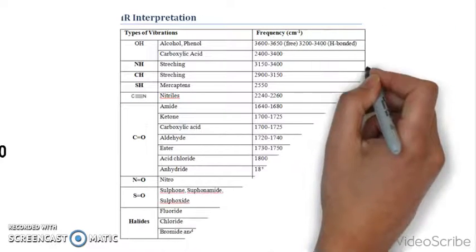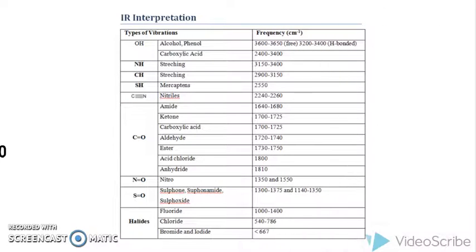This is a chart of all functional groups and one must learn it by heart. I already discussed OH and NH with you. Now in descending order you have to remember it. For CH it comes between 2900 to 3150. For SH it will descend again, to around 2550. For nitrile it will come around 2200.